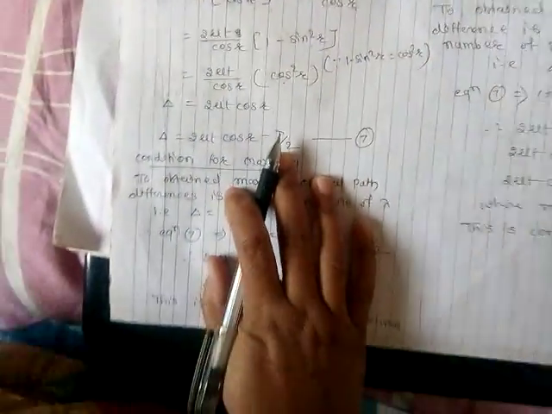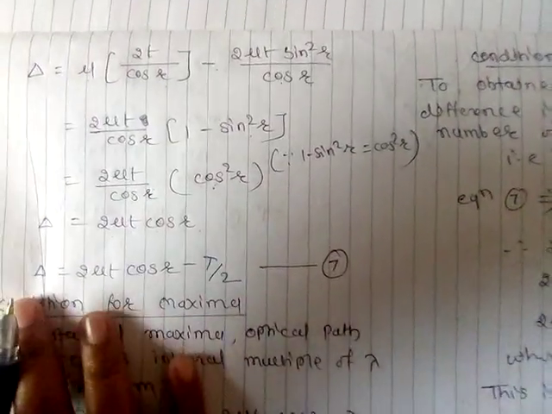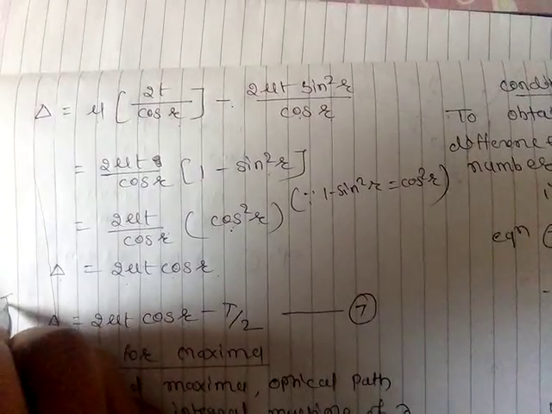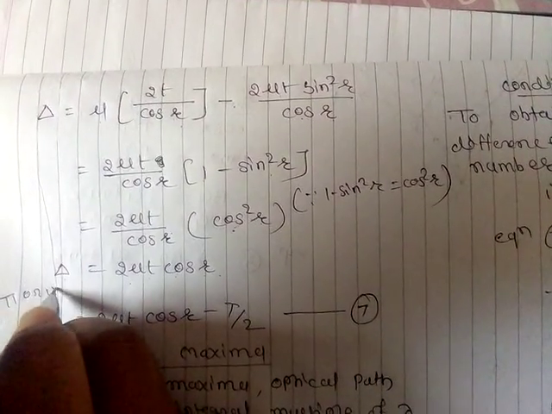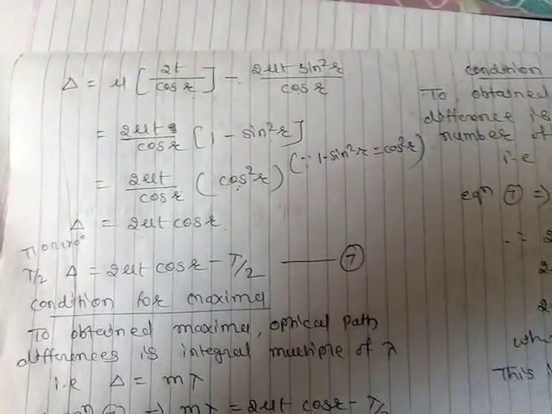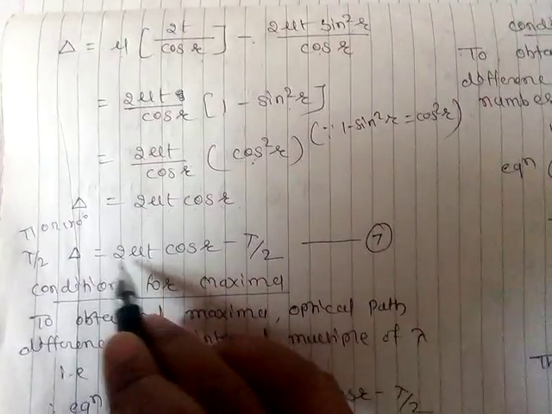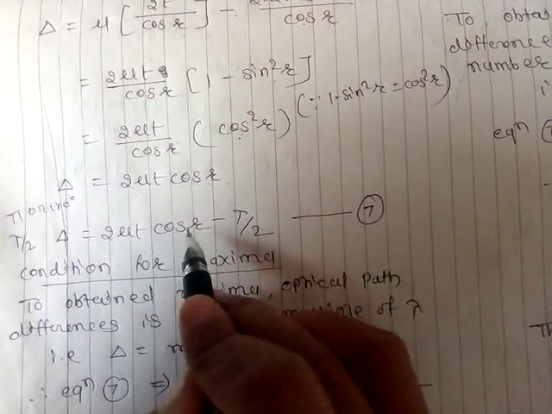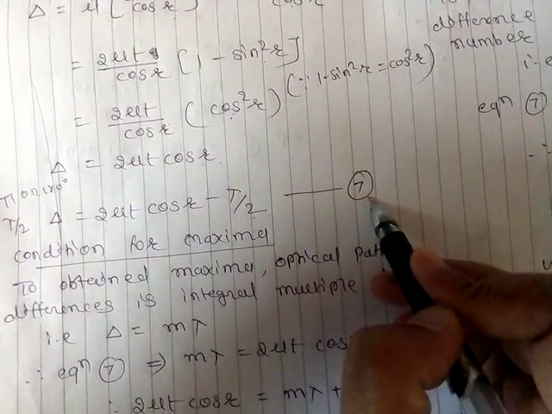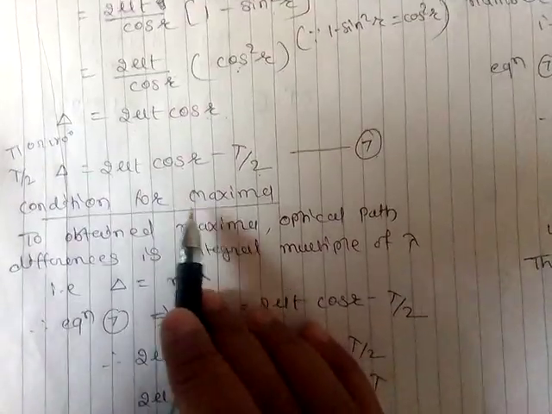Now, we know that due to reflection, there is a path difference between the incident rays and the reflected rays of pi or 180 degrees, or lambda by 2. Therefore this term becomes 2 mu t cos of R minus lambda by 2. This is equation number 7.